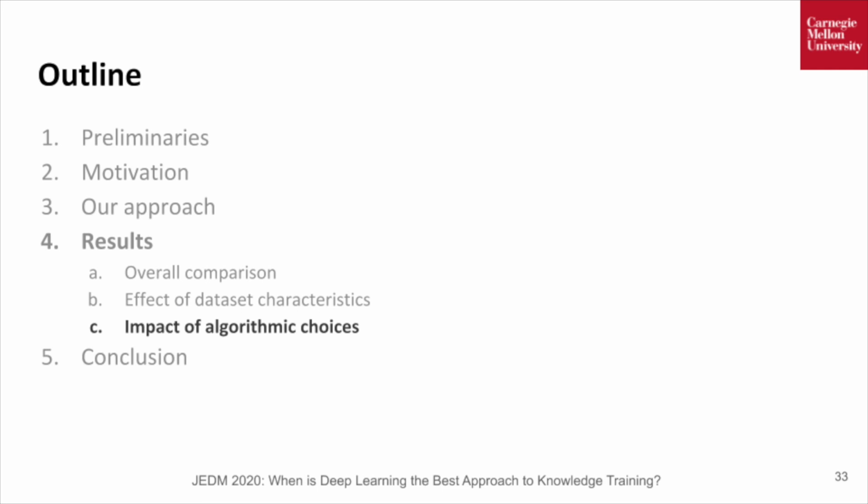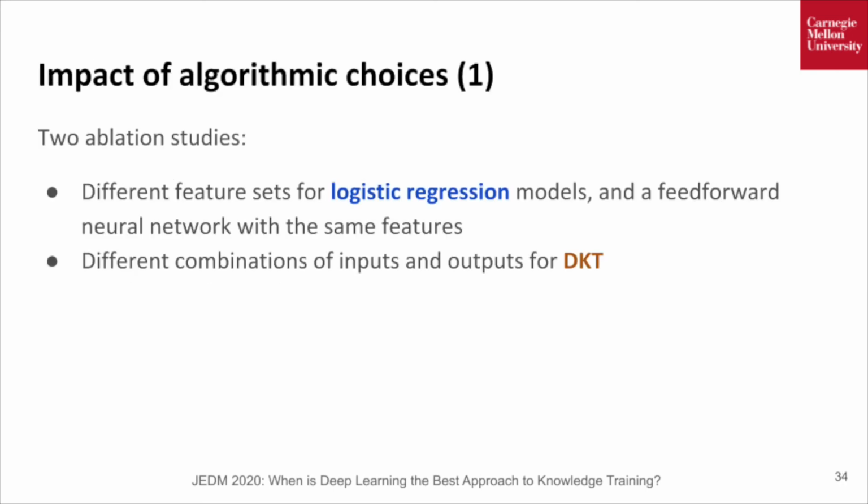Now that we have covered the effect of dataset characteristics, I will give you a taste of the experiments we ran to investigate the impact of algorithmic choices. We ran 2 ablation studies to investigate what components of leading algorithms explain their performance. Our first ablation study compares different feature sets for logistic regression models and a feed-forward neural network with the same features. The second study compares different combinations of inputs and outputs for deep knowledge tracing. In the interest of time, I will only present results for the second study.